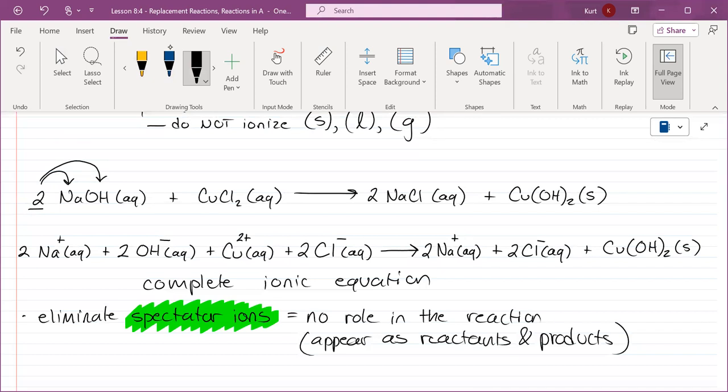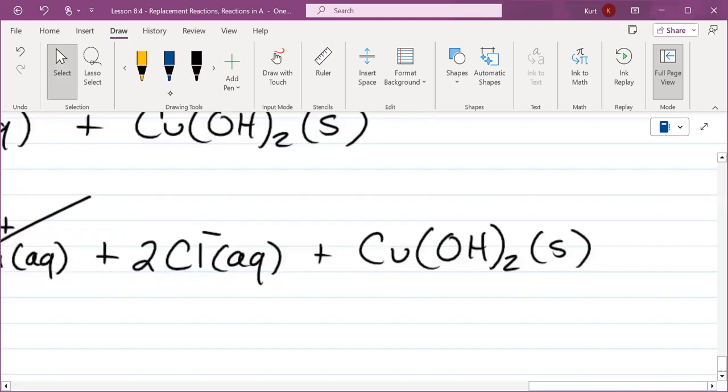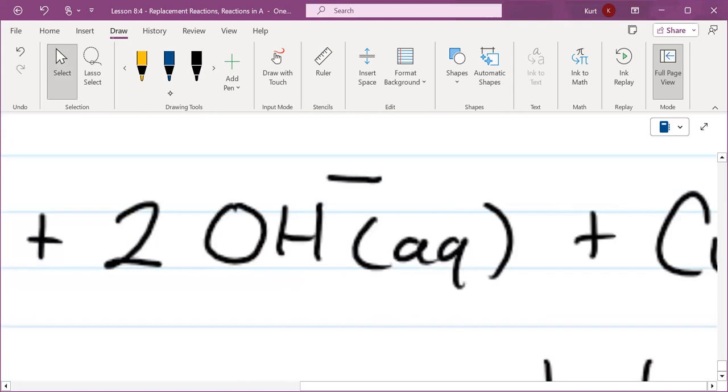So let's just take it one at a time. Do you see 2 ions of sodium on the product side? Yeah, so just put a little cross through it. Those are spectators. Okay, moving on. Do you see 2 ions of hydroxide on the product side? Now, you might be thinking, I don't know what to say because I see it right there. I'm asking you, do you see it as it appears like that?